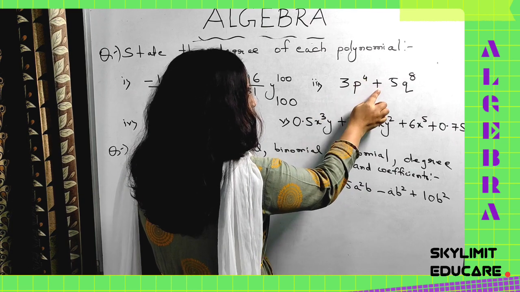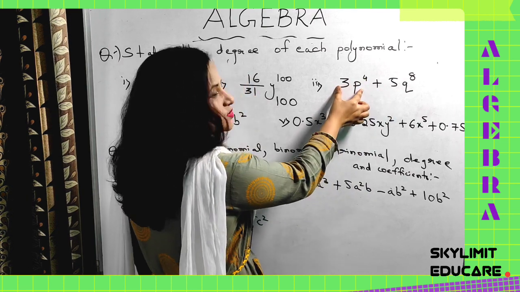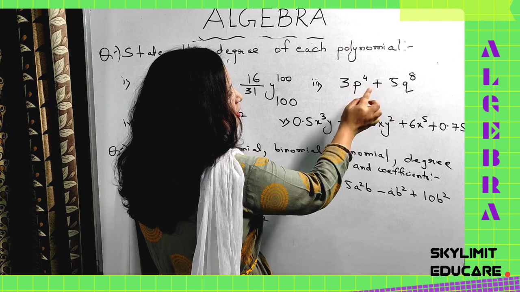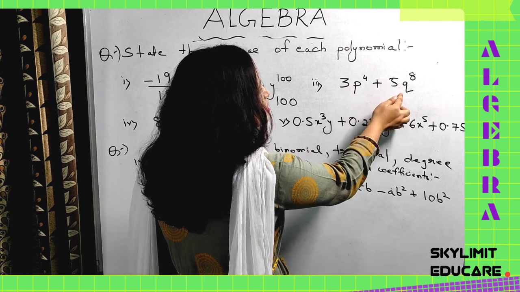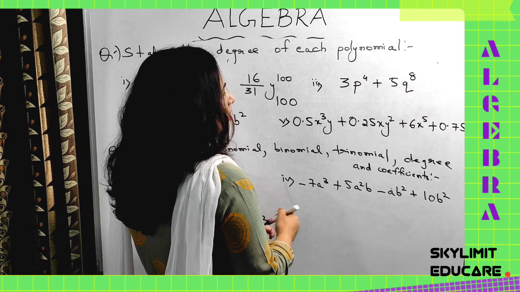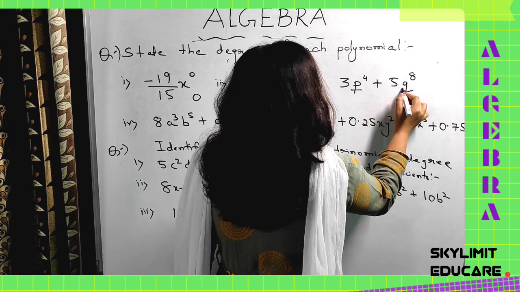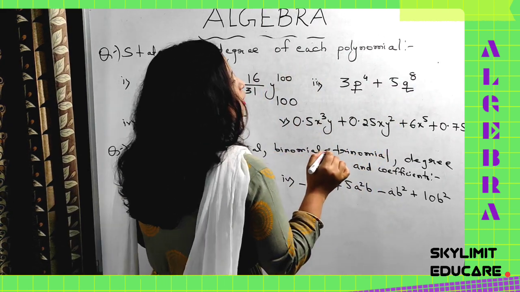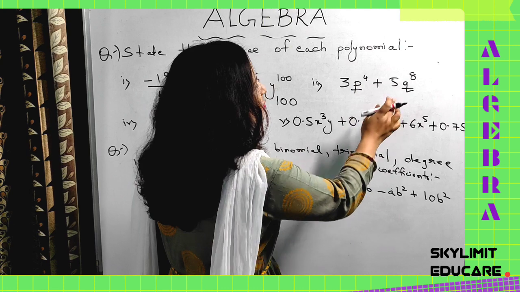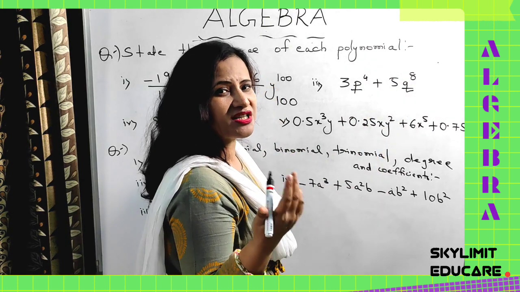3p to the power of 4 plus. Now this is considered as one term because after this there is a plus sign. So there are two terms here. Now out of these two terms, see the variables. The two variables are p and q. And what is the power of p here? 4. And what is the power of q here? 8. So which is greater?